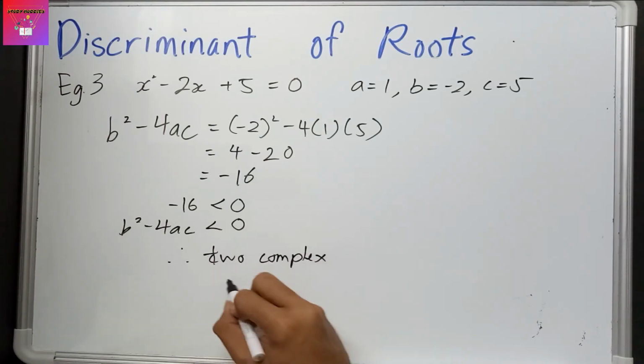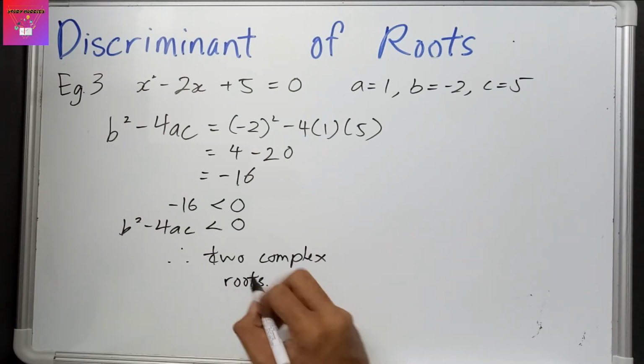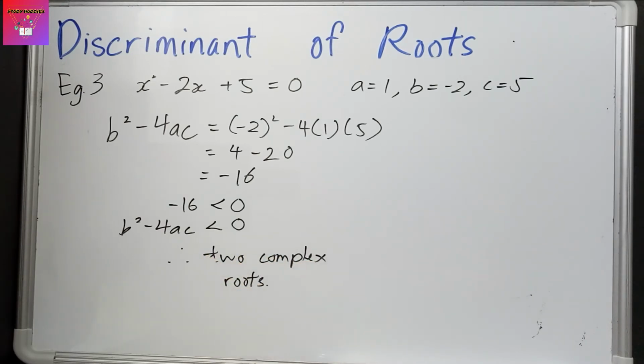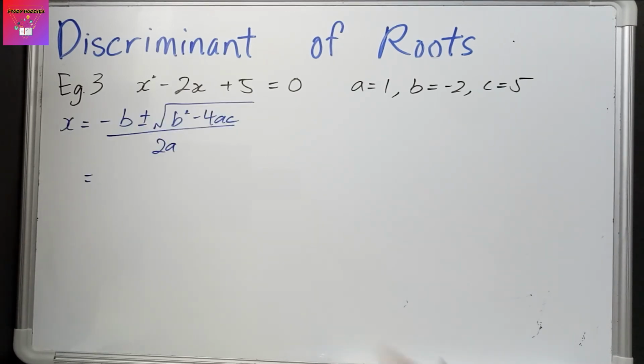complex roots. So what does two complex roots mean? As I've said just now, we're going to get a value of i or something like that. Let me prove this to you. To prove this, I'll be using the quadratic formula because I know that the answer is going to be a complex number. It would not be possible to use the complete factorization method.